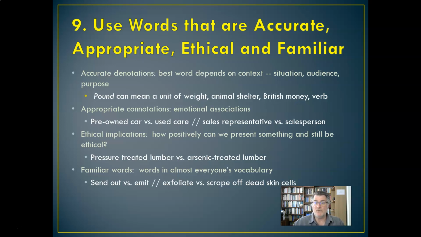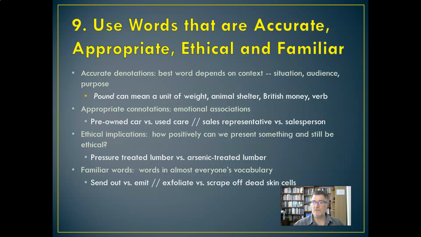A pound could be a unit of weight, could be an animal shelter, could be British money, could be a verb. I mean, you want to make sure that the person understands what you're saying. And that really boils down to clear and concise writing. If there is a pre-owned car rather than a used car, it's kind of derogatory, but a pre-owned car, it's the same thing. But there's something about used, like it's worn out, right? As opposed to pre-owned. Oh, that person could have taken care of it, right? It simply was owned by another person.